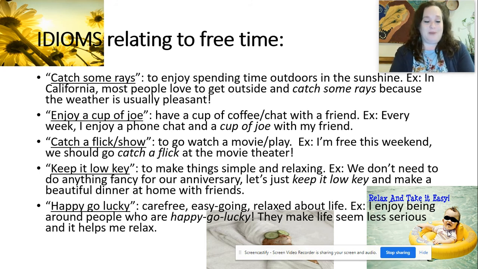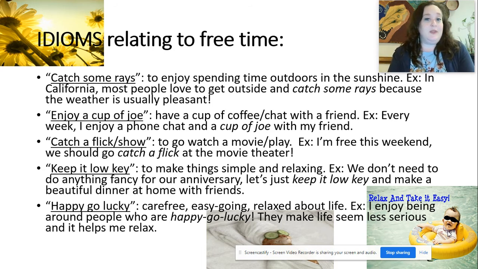Okay, now the fourth expression, keep it low key. To make things simple and relaxing. Example, we don't need to do anything fancy for our anniversary. Let's just keep it low key and make a beautiful dinner at home with friends. So you can maybe catch the feeling that don't be stressed, don't take too much trouble, just be relaxed and do something easy, do something convenient.